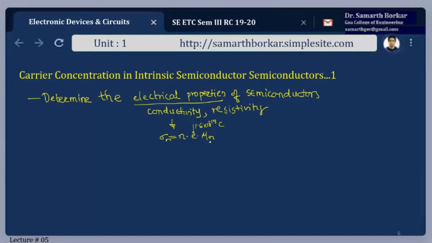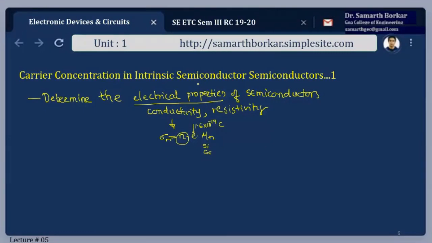Now the mobility of an electron is well defined. If we are considering silicon, its mobility is well defined. If we are taking a germanium semiconductor, again its mobility is well defined. So what is left is the value of n. And what is n? Concentration of charge carriers, meaning the quantity of electrons. So if I want to know the quantity of electrons, then I need to understand carrier concentration in intrinsic semiconductors.